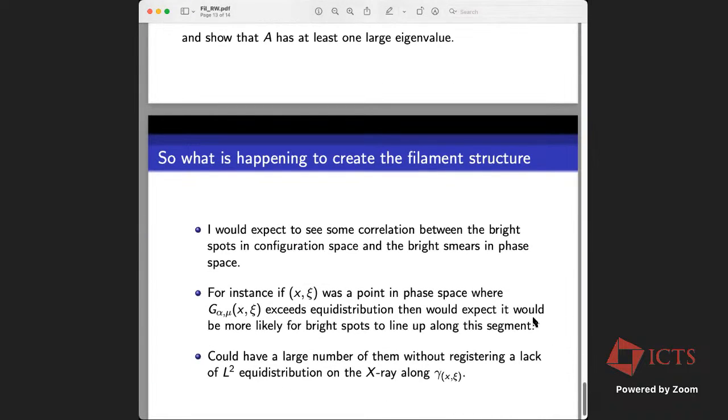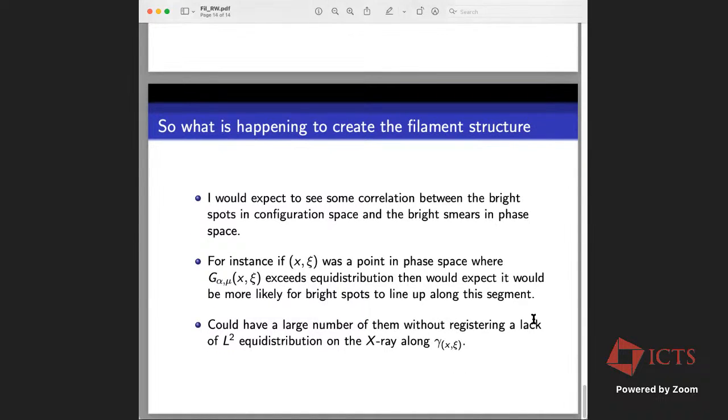So finally, just some thoughts about what is actually happening here. Obviously we don't have strong scars, but equally obviously it is not just a numerical artifact, because there is something happening. I would expect to see correlation between the bright spots and the bright smears. If you have a bright spot, you would expect to see a bright smear near it if you lifted up and looked at the phase space picture. And you would expect also that multiple bright spots might line up along the smear in phase space.